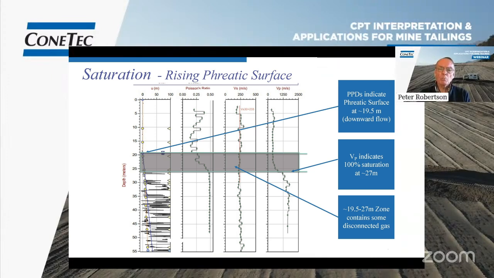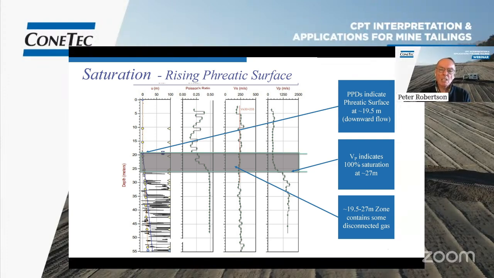But they also measured shear wave velocity and P wave velocity. You can see that the shear wave velocity is roughly constant because it's independent of the drainage conditions and pore pressure. It's controlled by density and effective stress. But the P wave velocity is very sensitive to saturation.